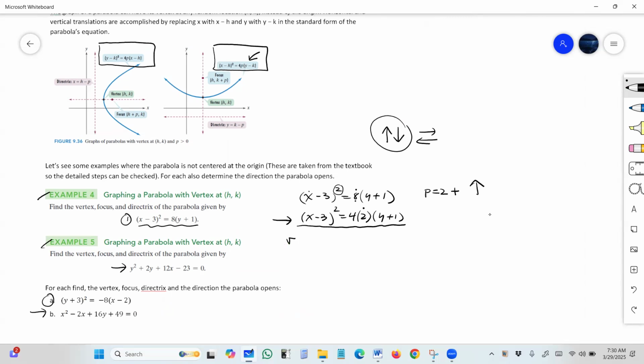Now, what is the vertex? The vertex is incredibly easy. All you have to do, so you need a value for x and a value for y.